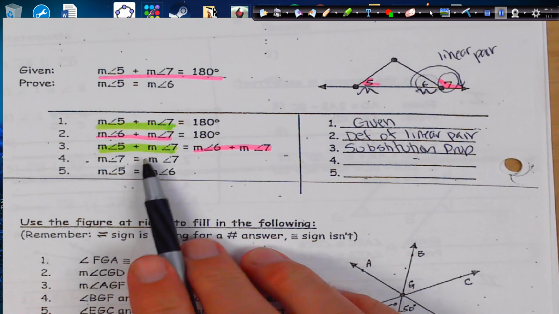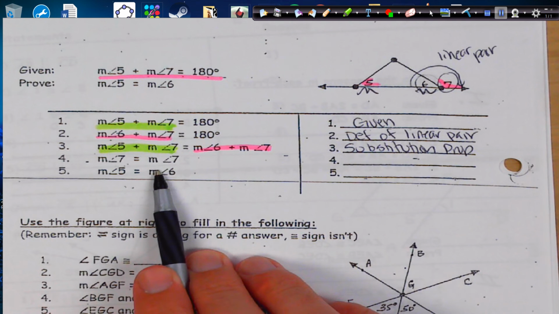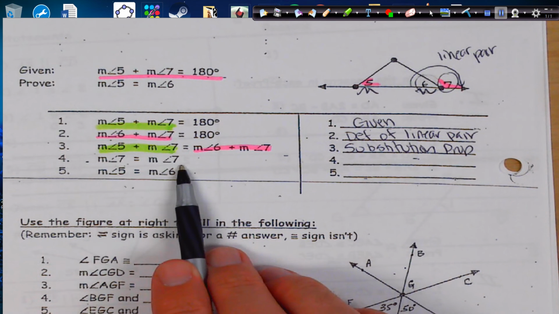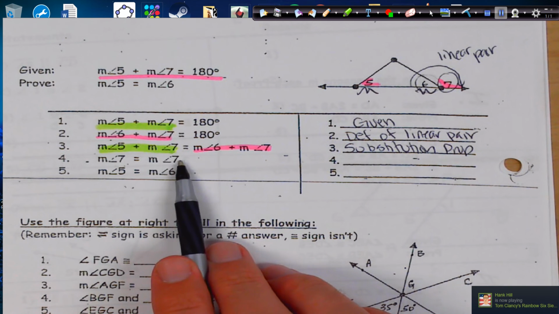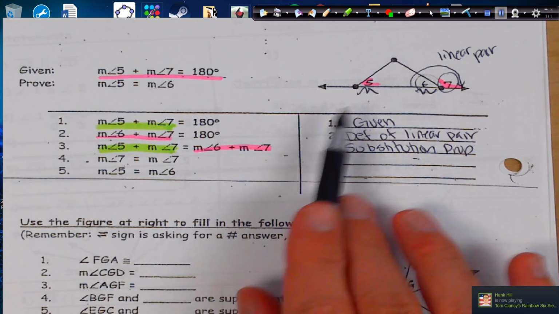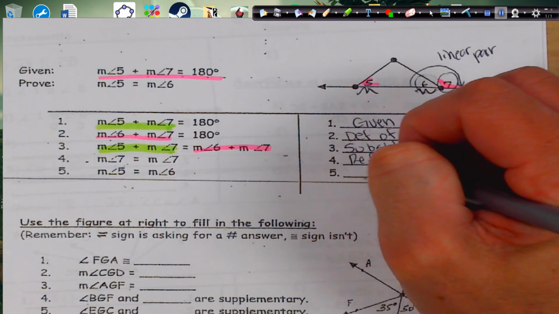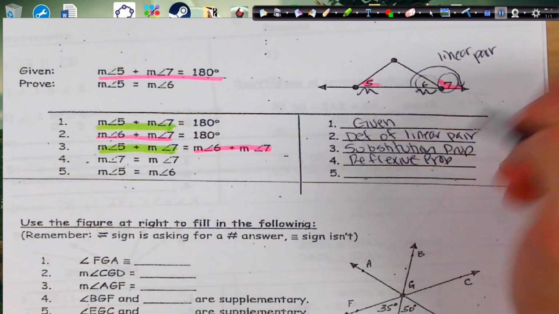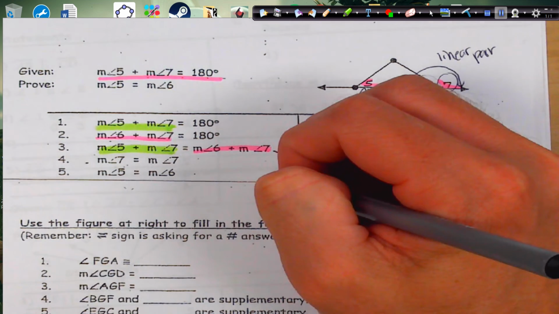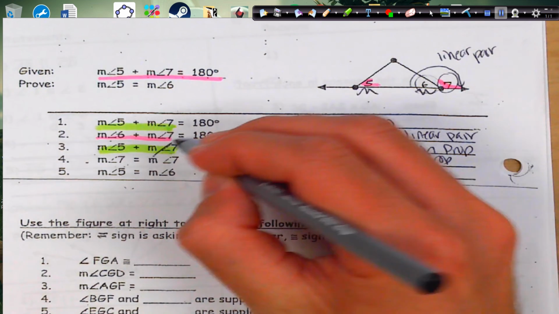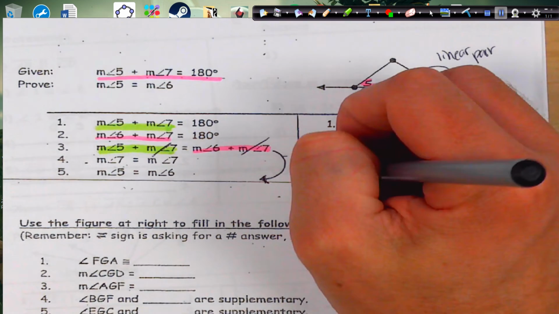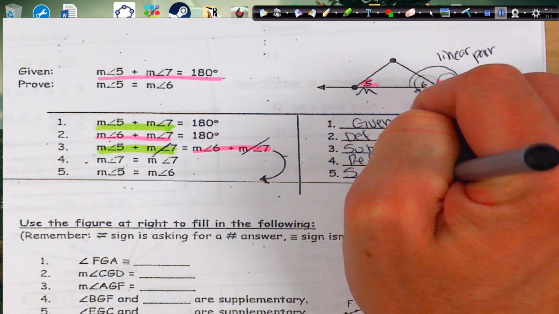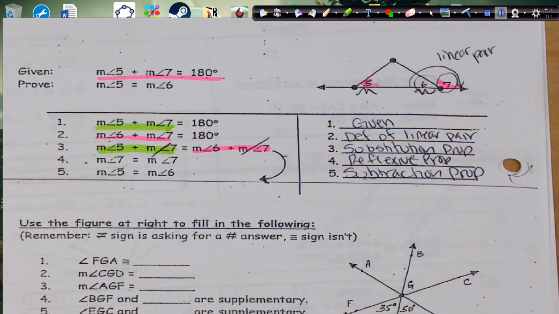Okay, next we go from here to here. How did I get this? Well, these aren't actually going from here to here. We're just stating that 7 equals 7. Well, of course that's true. That's just reflexive property. Okay, but then I'm really going from this step to this step. Notice that we subtracted the 7s from both sides to get 5 equals 6. That is called subtraction property. So that one's a little tricky. Okay? All right, last one.